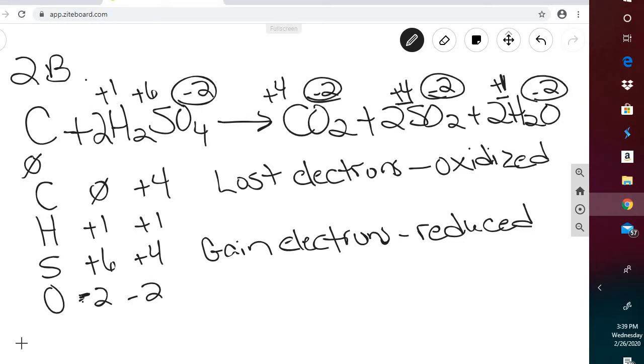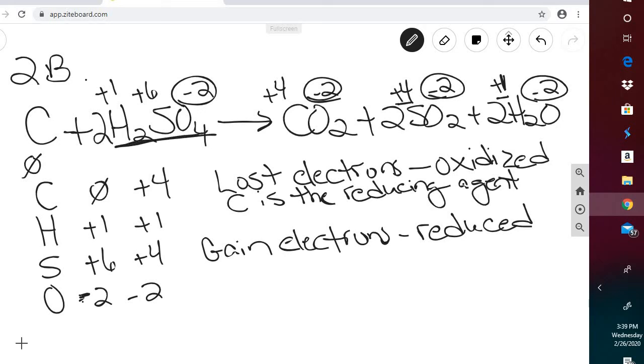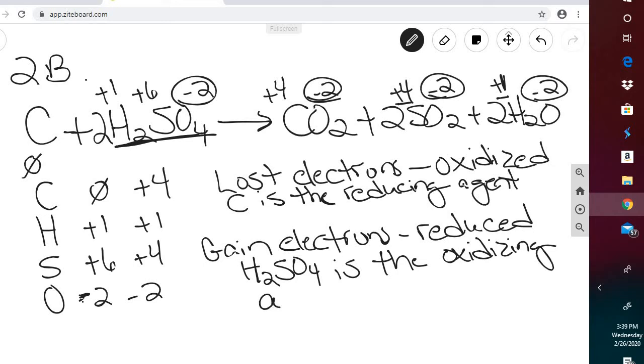Okay, but it is a redox reaction. We had something oxidized and something reduced. So then what is the reducing agent? Carbon is the reducing agent. And then the sulfur gained the electrons, and that sulfur was part of this compound. So the oxidizing agent is H2SO4. Okay, so that is 2B.